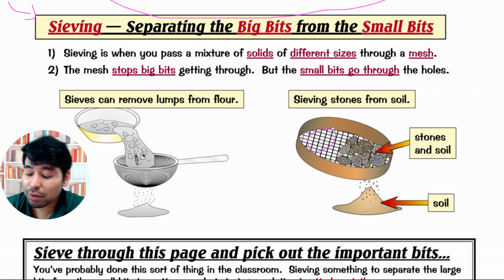So, because they have the same size, right? When we are throwing products there, like materials, whatever, they have the same size. So, if the material that you are sieving has different sizes, of course, the bigger ones are going to stay on the mesh, and the rest, the smaller ones, are going to go through. That's why we say that the mesh stops big bits getting through.